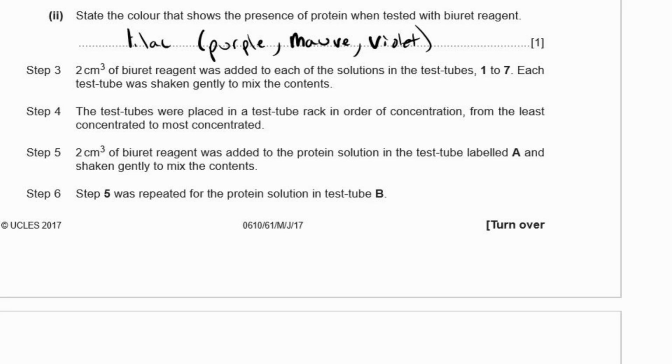Step 3, so that was step 1 and 2, calculating the percentage concentration of protein solution. Step 3, they took 2 centimeters cubed of Biuret reagent and it was added to each of the solutions in test tubes 1 to 7. Each test tube was shaken gently to mix the contents. Step 4, the test tubes were placed in a test tube rack in order of concentration, from the least concentrated to the most concentrated.